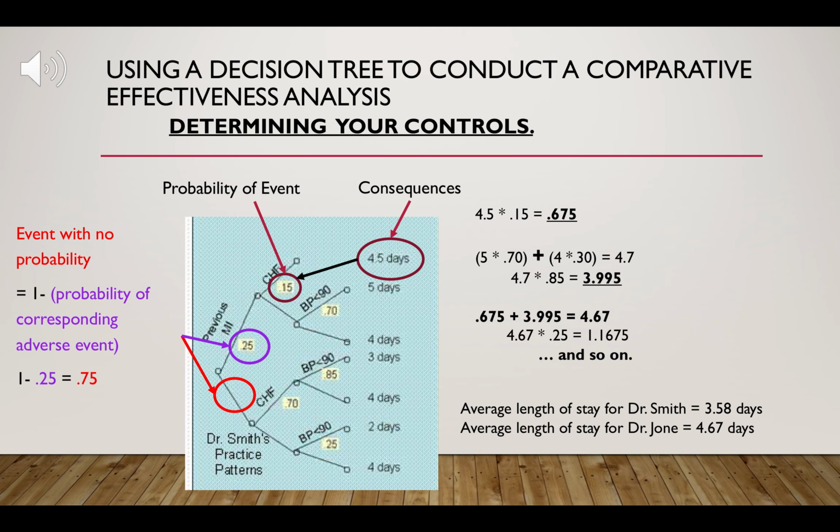You now have to take 4.7 that you just calculated, multiply it by 0.85, keep following the same pattern until you reach the end of the tree, and you will have your average length of stay for Dr. Smith. Complete this for both trees, and you should have 3.58 days for Dr. Smith and 4.67 days for Dr. Jones.